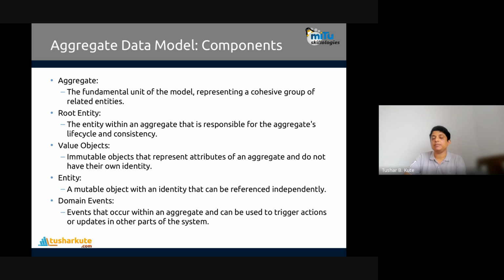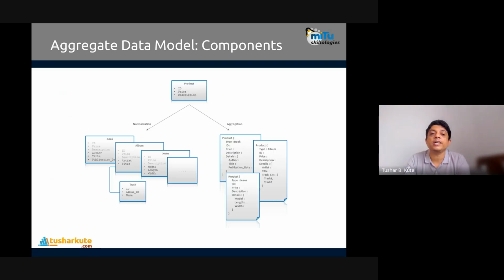Fourth is entity. Entity means value, variable. So a mutable object that can be referenced independently is called an entity. And finally, domain events. Event means operations. An event that can occur within an aggregate and can be used to trigger actions or updates in other parts of the system, that's called a domain event. So these are the components present in the aggregate data model. Using that, the data models are represented.